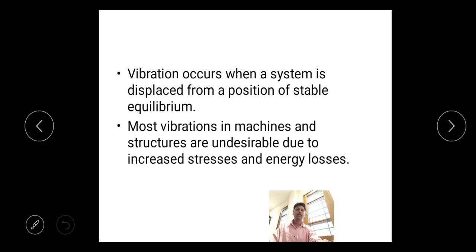Okay, and why we need to study the vibration? Because it increases the stress and energy loss. So there is a need to study about the vibration, and we need to reduce the vibration because vibration is usually undesirable. We need to reduce the vibration because it causes a lot of stresses and energy losses.